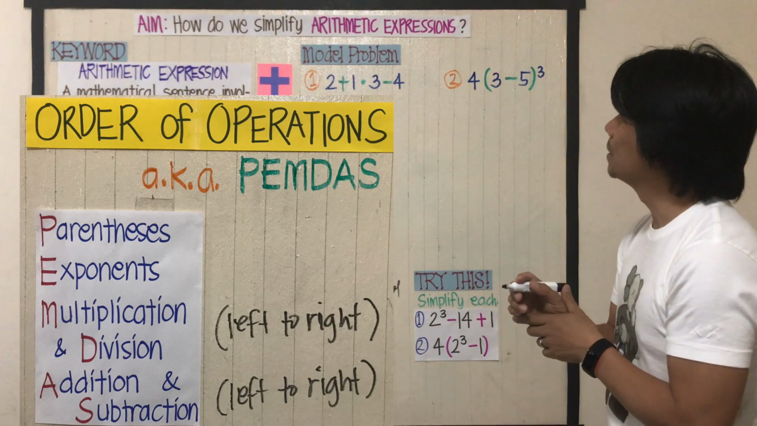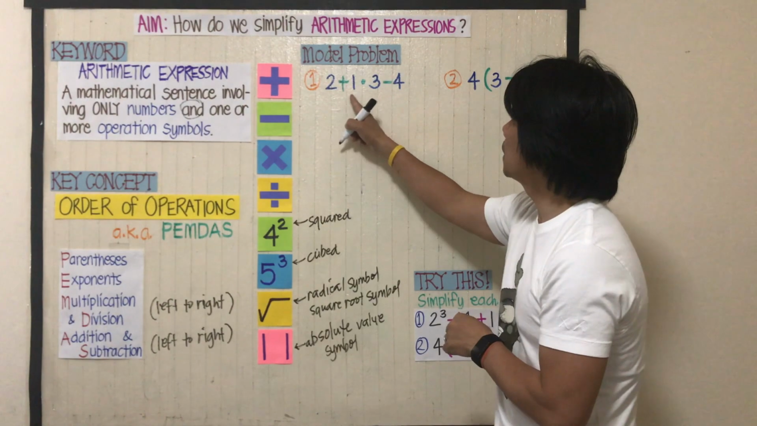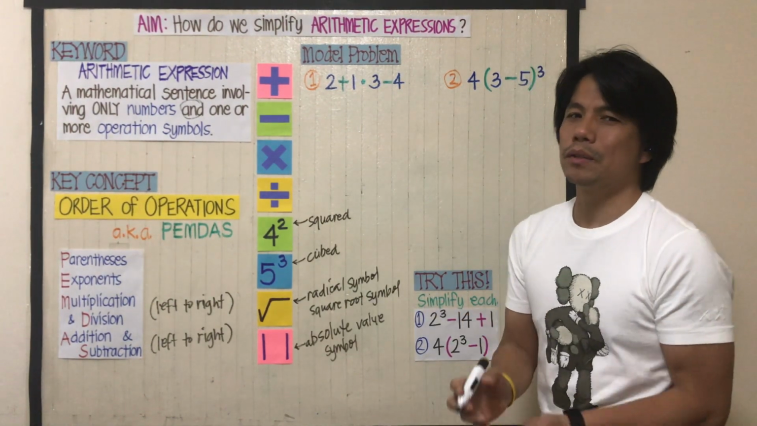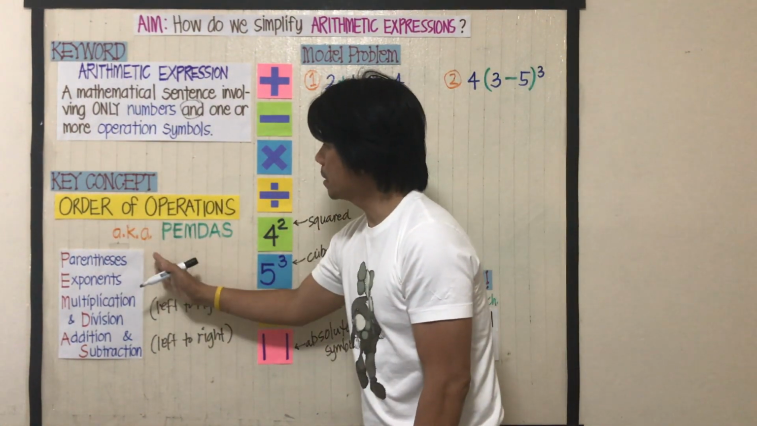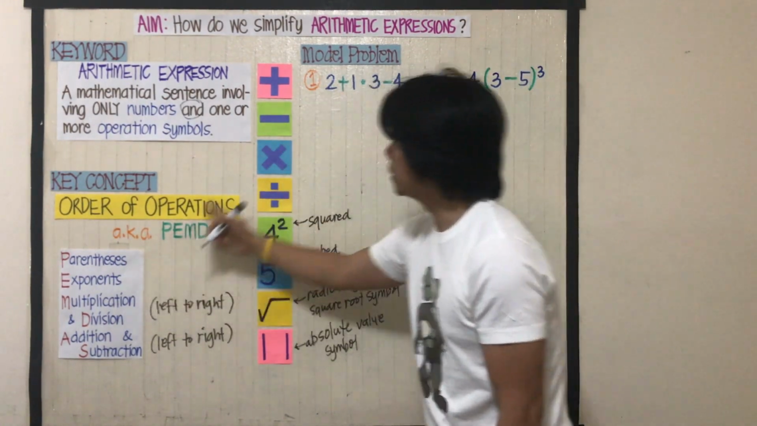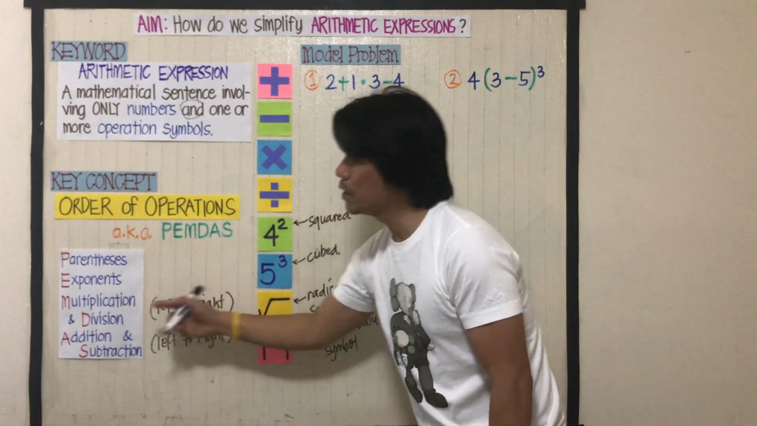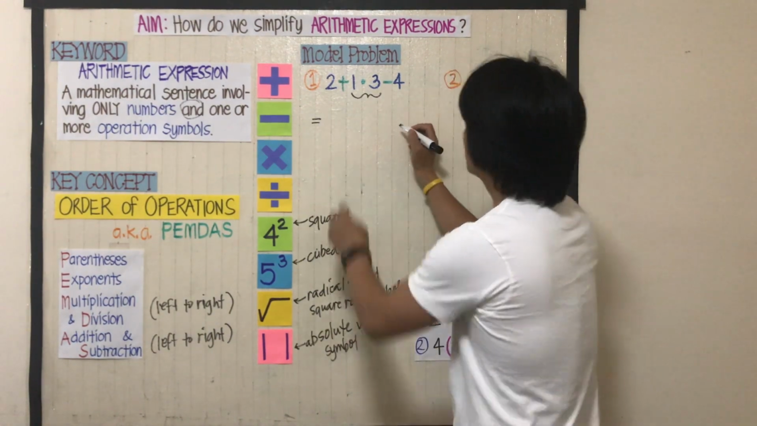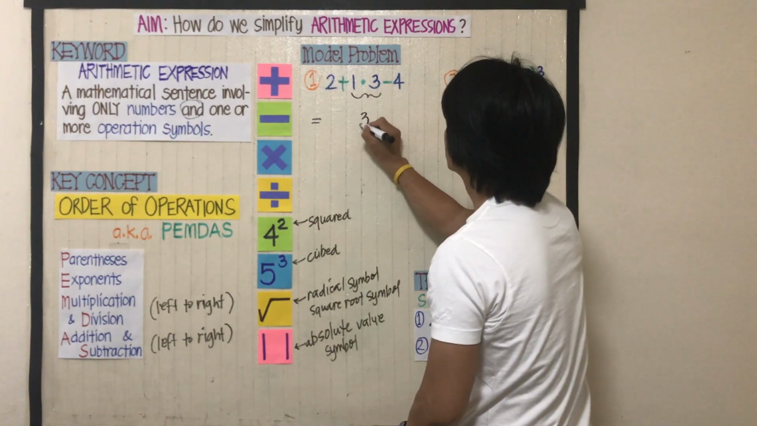Now let's go to the model problems. Number 1. We have 2 plus 1 times 3 minus 4. What operation do you do first? Following the order of operations, do we have parentheses? No. How about exponents? No. So we're going to do multiplication and division. We're multiplying 1 and 3. 1 times 3 is 3.